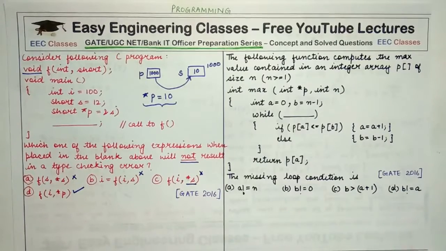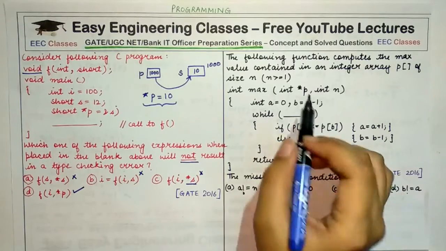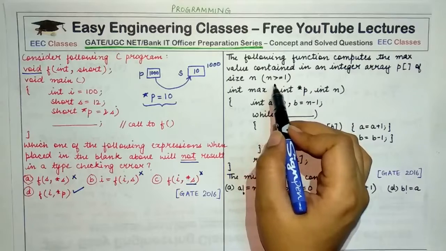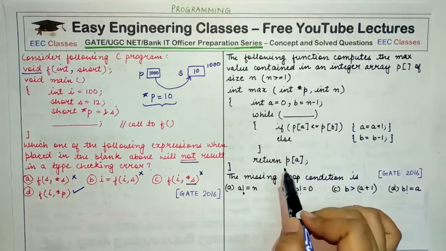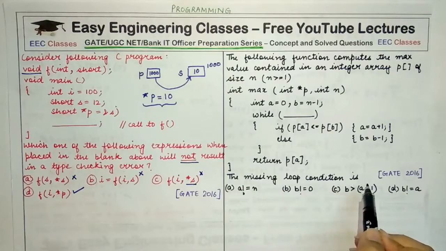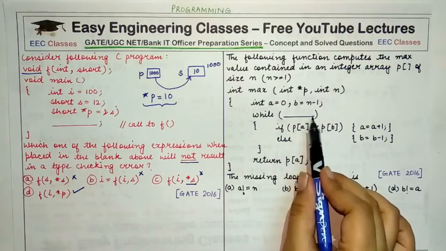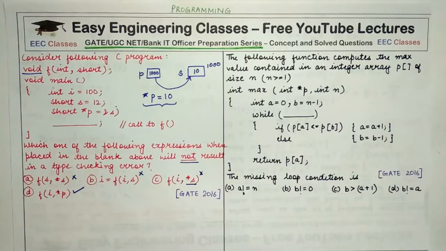Now coming to the second question, the following function computes the maximum value contained in an integer array p of size n, and n is given to be greater than or equal to 1. You are given a particular function and you have to find the missing loop condition here, the right condition to be written in this blank.